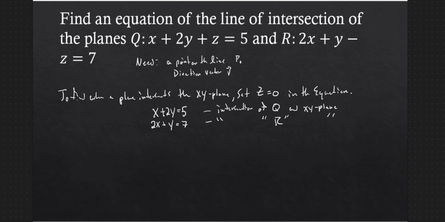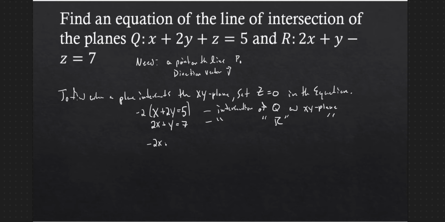I see a way to do this not by substitution, but by elimination. If I multiply this first equation by -2 and add it to this one, that will eliminate the x variable. So I'm going to do that. I'm going to do -2 times this, and then I'm going to add it to this guy.